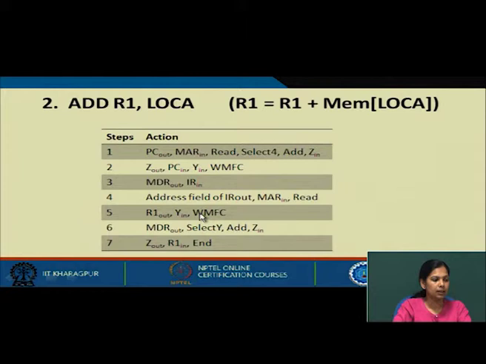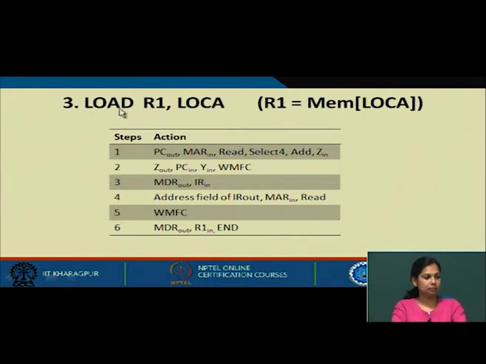Next, after this memory function complete signal is provided by the memory, the data will be available in MDR. We do MDR out, we do select Y because already in Y the R1 value is present, we perform add and we do Z in. After this, the result is in the Z register, but the result has to be in R1. So, we perform Z out, R1 in and finally we end.